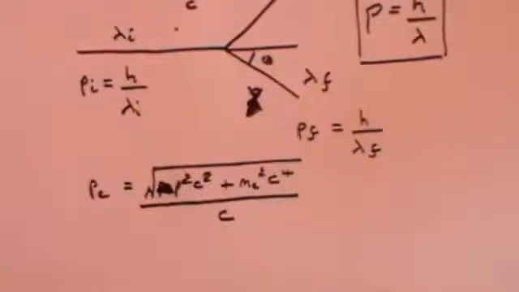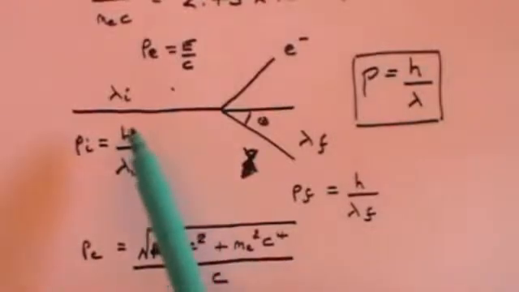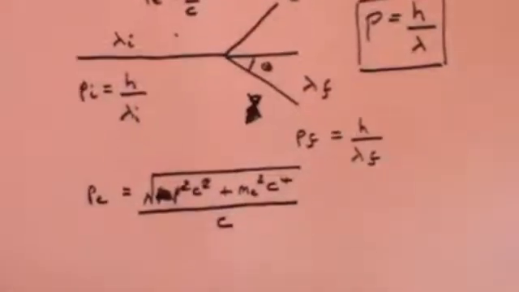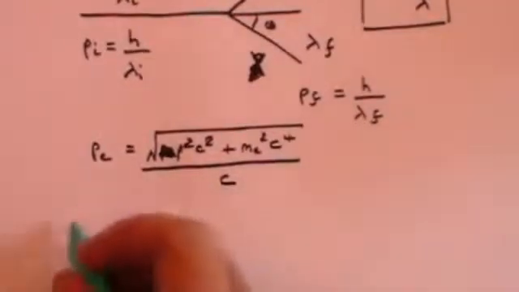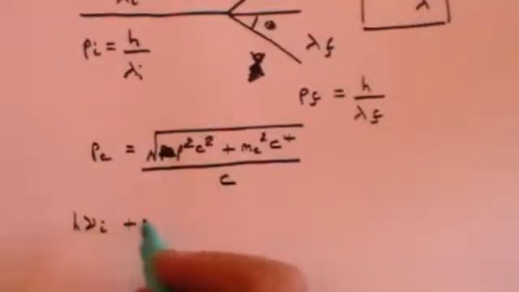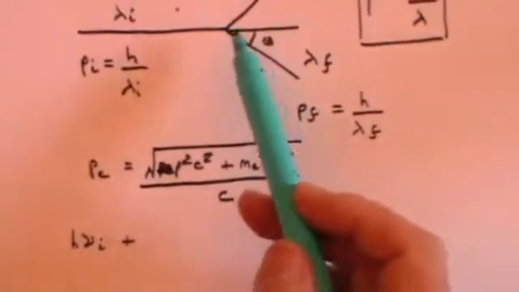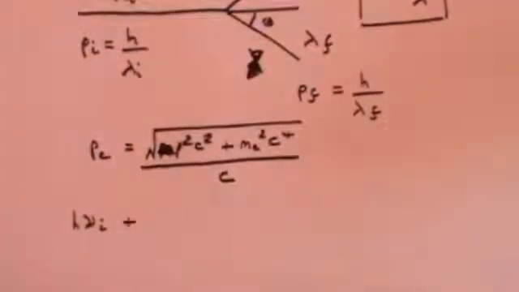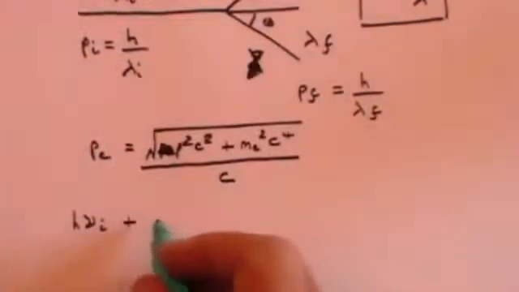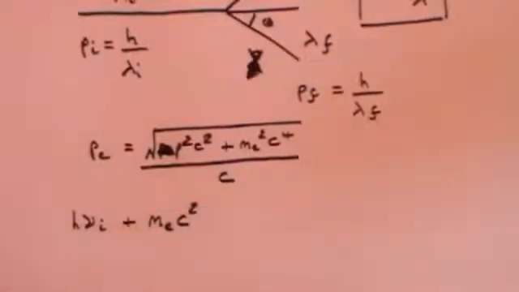We can also say something about the energy of this system. First of all, what is the energy of the incident photon? Well, the energy of the incident photon will be h nu I, where nu is the frequency of the incident photon. What is the energy of the electron, which we're going to assume is at rest before it's hit? Well, that will just be the rest mass energy of the electron, which is m_e, the mass of the electron, times c squared. That is Einstein's famous formula, E equals mc squared.